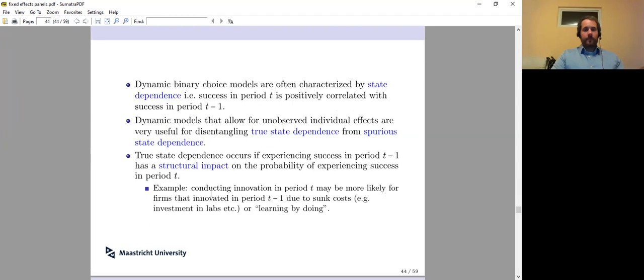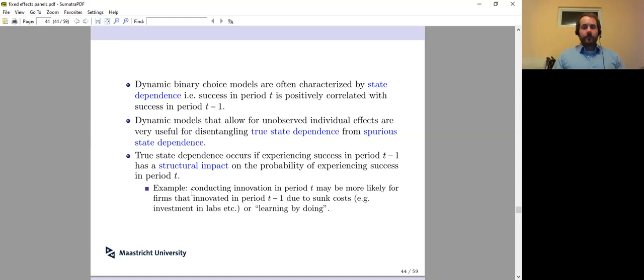Okay, how to do this? Let's discuss state dependence first. What does that mean? We have several things that we need to address in dynamic models. We have the initial condition problem, we have the incidental parameters problem, and we have state dependence. If you look at dynamic binary choice models, you have what is called state dependence, meaning if you have success in period t minus 1, you're more likely to have success in period t, and the other way around. If you have failure here, then the chances of failure are larger here.